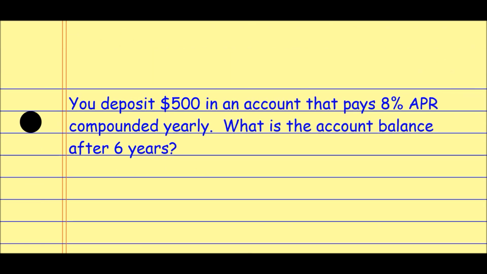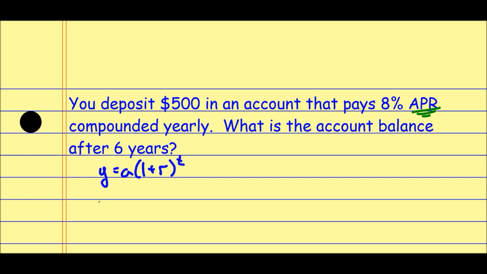All right, in this example, we're depositing $500 in an account that pays 8% APR, that's annual percentage rate, compounded yearly. What is the account balance after 6 years? And I'm going to do this one twice. I'm going to use the bare bones minimum formula, and then I'm going to use that second formula that we would typically use with APR. So in this one, we've got y equals a times 1 plus r raised to the t.